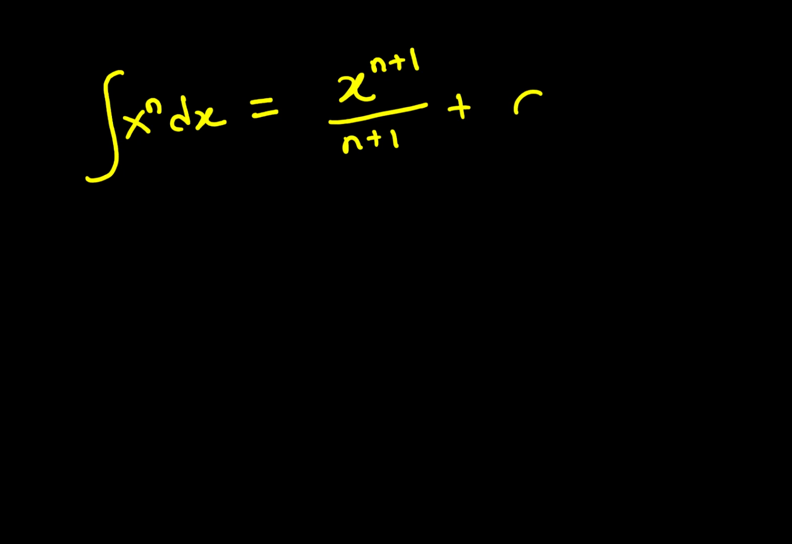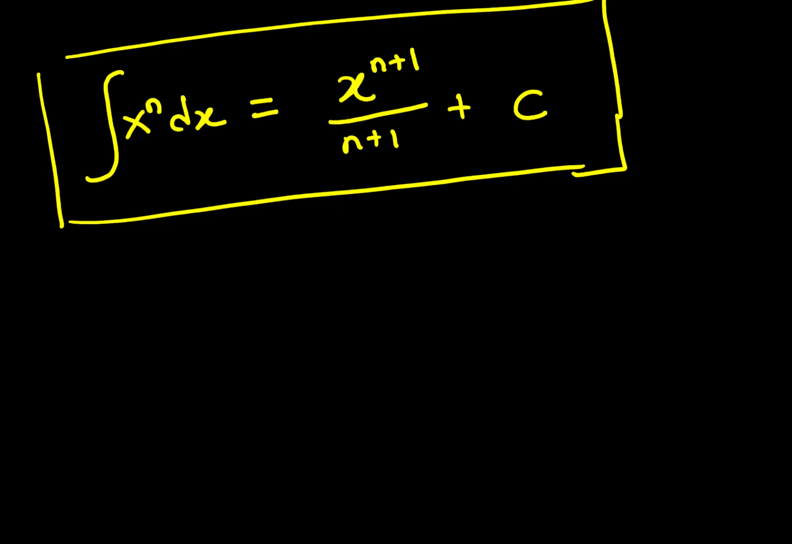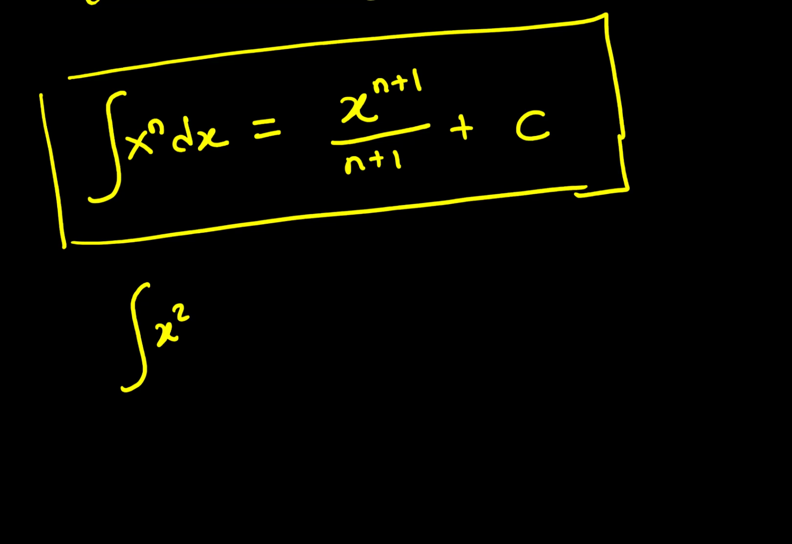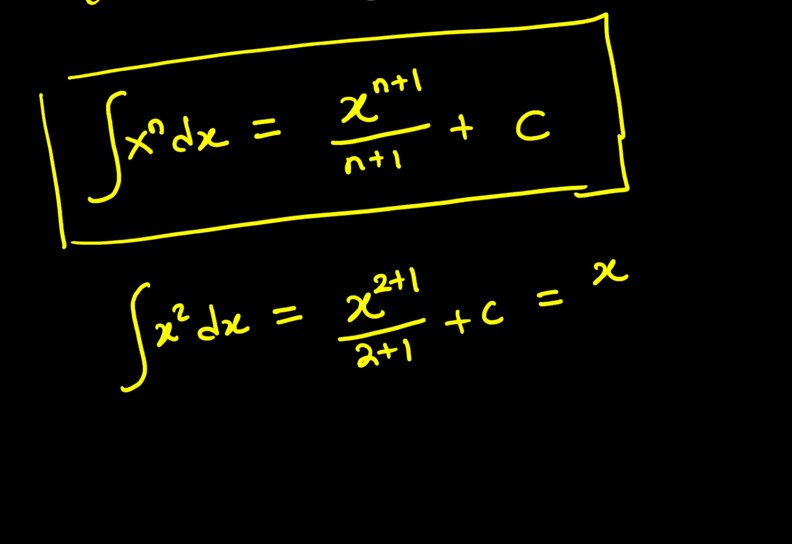Generally, the integral of x raised to the power n dx is equal to x raised to the power n plus 1 divided by n plus 1 plus c. This is the first formula that you should always remember when you hear the word integration. For example, the integral of x squared dx is equal to x to the power 2 plus 1 divided by 2 plus 1 plus c, which is equal to x cubed divided by 3 plus c.